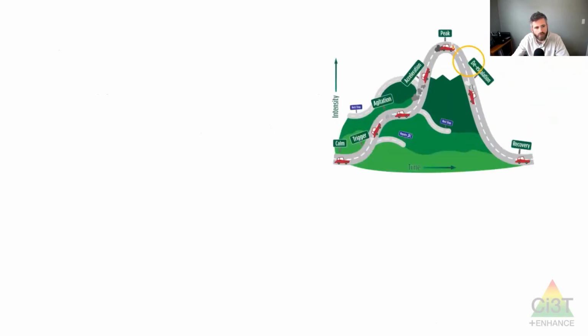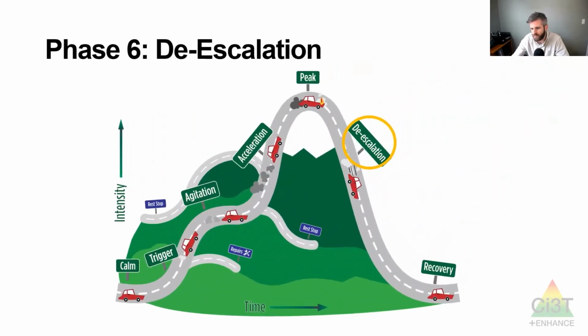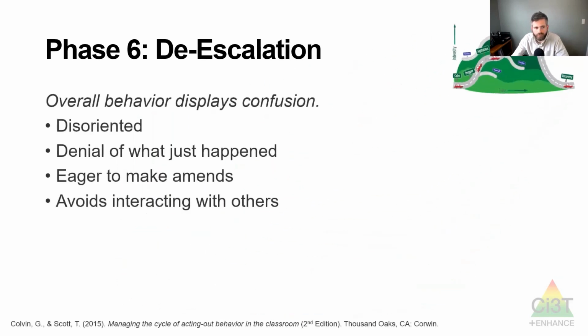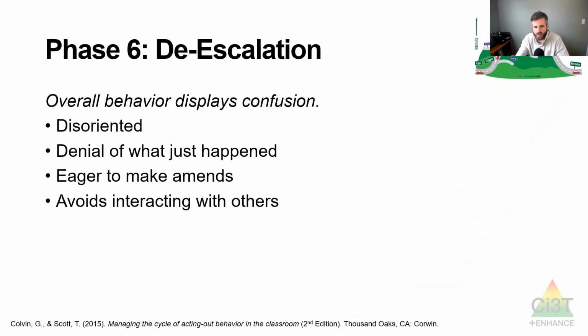But what's really important is what happens next, which is the de-escalation phase. And I think this is where a lot of mistakes often happen that can cause an escalated instance of behavior to go on way, way longer. So what this looks like is potential signs of disorientation, denial, and arguing, potentially even trying to make initial amends or avoiding interacting with others. So this can look very different based on the individual.